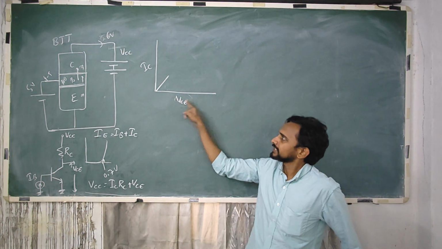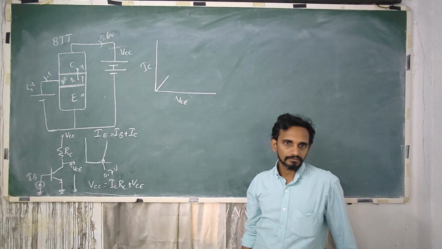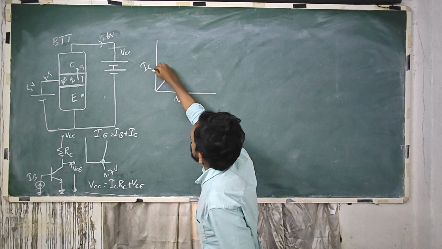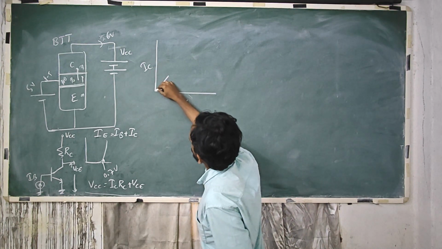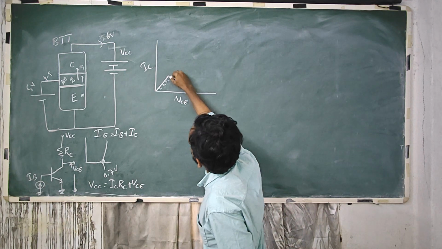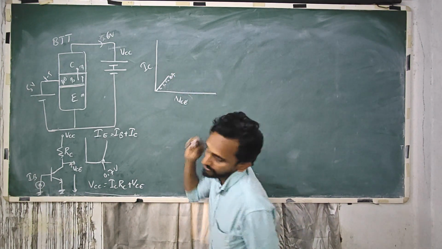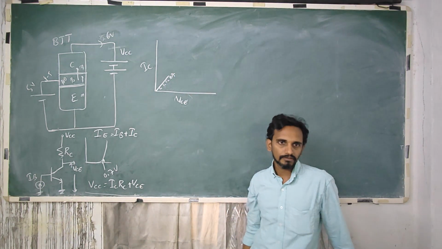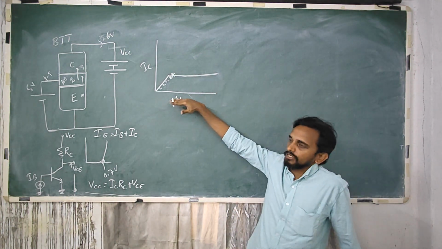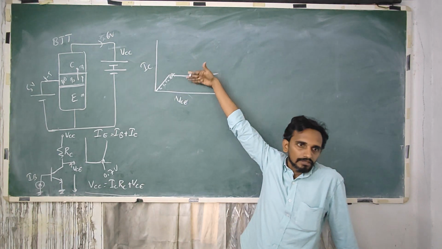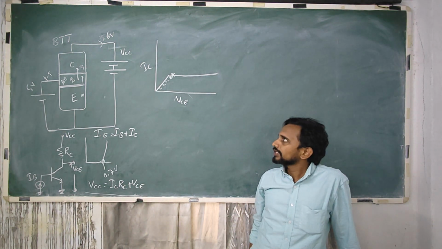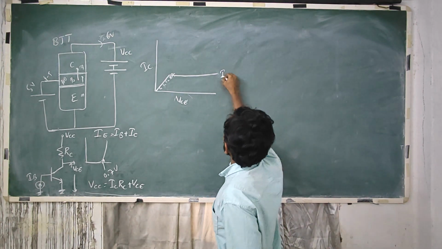So if VCE increases, current will start increasing from, let's say, 10 electrons, 20 electrons, 50 electrons, 90 electrons. Once all the 95 electrons are collected, the current remains constant. Further, even if you increase VCE, current will not increase. Okay, so this is for a particular value of IB.